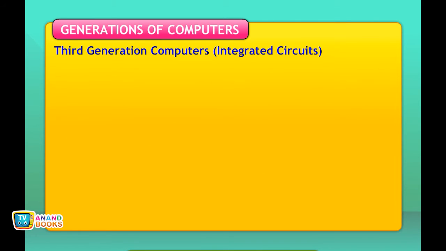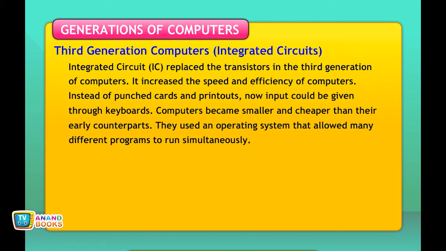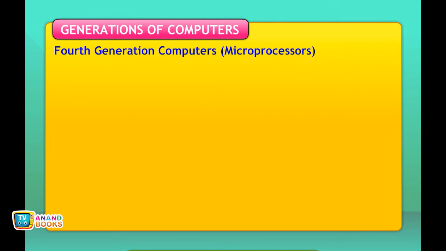Third generation computers. Integrated circuits. The integrated circuit, IC, replaced the transistors in the third generation of computers. It increased the speed and efficiency of computers. Instead of punched cards and printouts, now input could be given through keyboards. Computers became smaller and cheaper than their early counterparts. They used an operating system that allowed many different programs to run simultaneously.